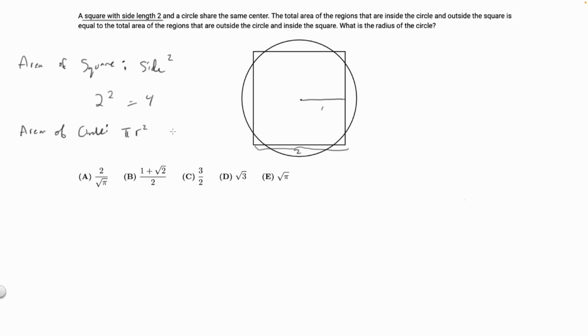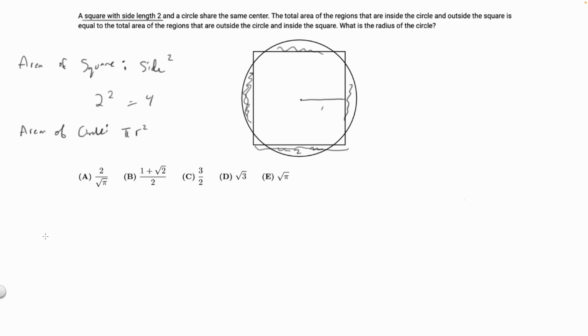The regions that are inside the circle right here and outside the square are the corners of the circle that are going to extend beyond the square. And there are 4 regions here, and each is a segment of a circle, as we can see here. And to find the area of one of these segments, we need to subtract the area of the square right here from the area of the circle and then divide by 4, since there are 4 segments.